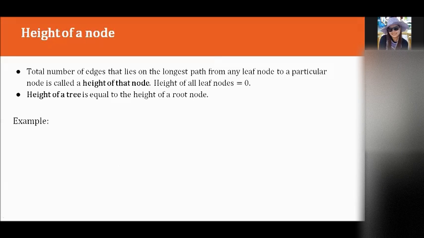Okay, the height of a node. So, ano naman ba yung taas niya? The total number of edges that lie on the longest path from any leaf node to a particular node is called the height of that node. So, height of all leaf nodes is equal to 0. Height of a tree is equal to the height of the root node.